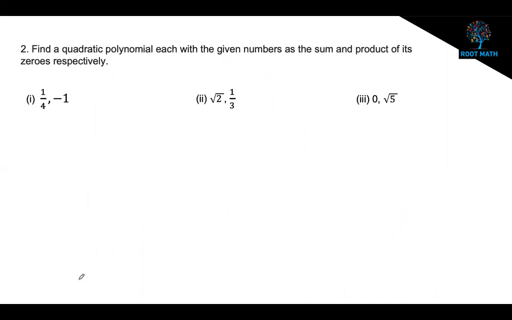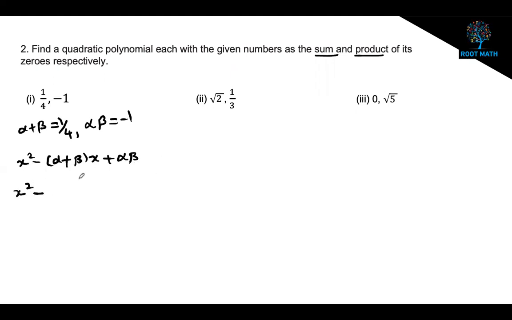Okay. Next is: find the quadratic polynomial with the given numbers as the sum and product of its zeros. So sum and product are given, means this first 1 over 4 and minus 1, alpha plus beta is given, and the product of the zeros is given. You can see here sum and product are given. So I already told you, you want to know this expression: x squared minus alpha plus beta, that is sum of zeros, times x plus product of zeros. If you know this expression, it will be very easy for you.